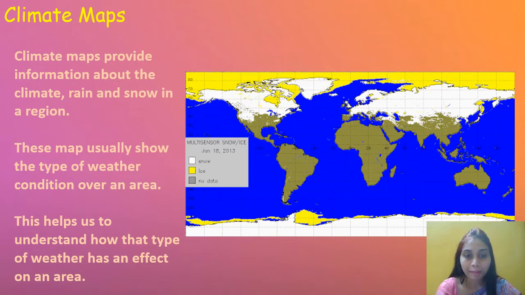Is the difference clear between the thematic maps and climate maps, children? Thematic maps only talk about a particular theme, whereas climate maps talk about the weather conditions over a region or an area. This helps us to understand how that particular weather affects those regions.